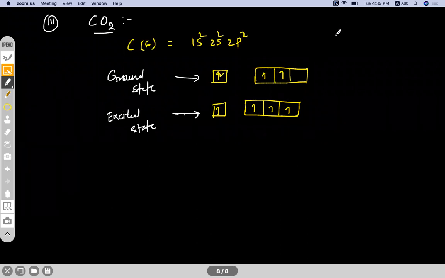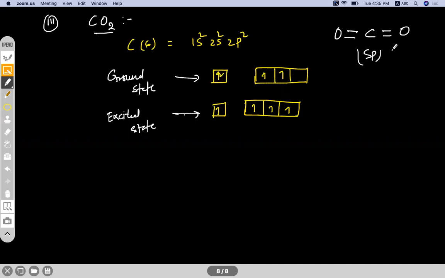You know the structure of CO2? The structure of CO2 is O double bond C double bond O. So if somebody asks you what is the hybridization of CO2, you can draw the structure and find the number of sigma bonds and lone pairs on the central atom. That is only 1 sigma here and 1 sigma here, 2 sigma and 0 lone pair. So it is an sp hybridized carbon atom. That is what you can say directly, right?